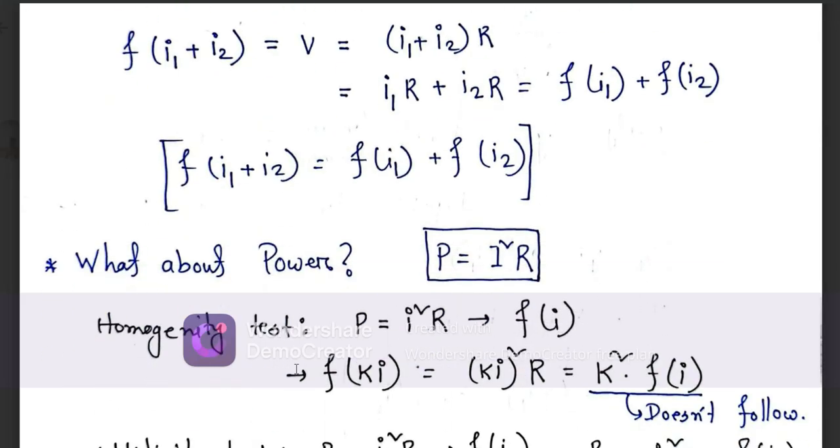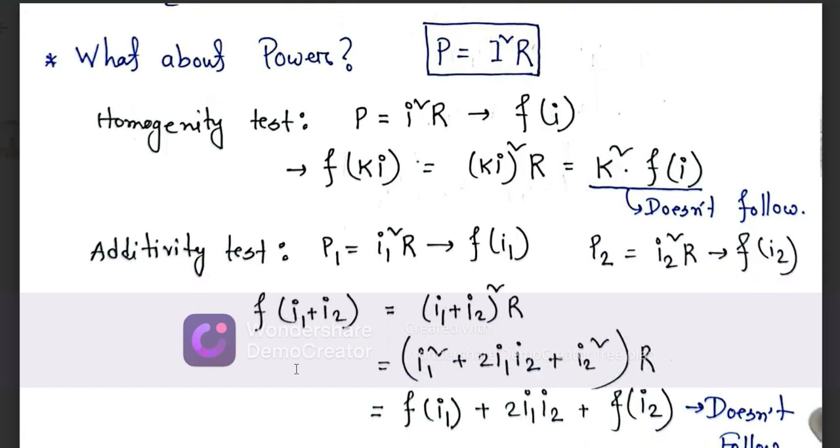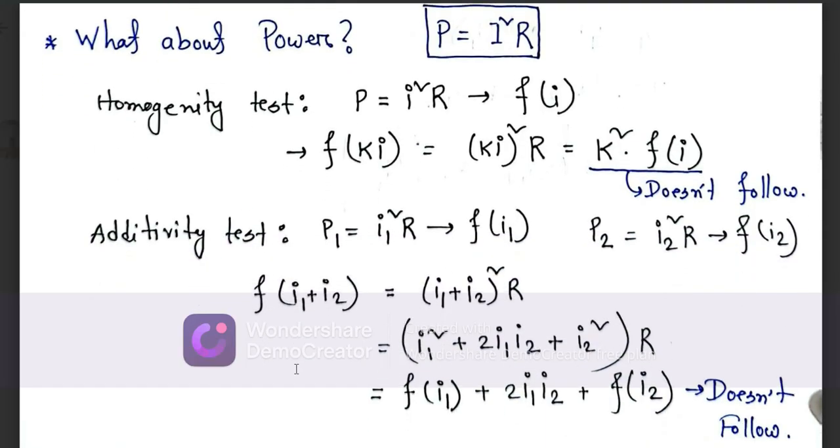Also, if we look at it from the homogeneity and additivity perspective, P is equal to I square R, or V square by R, we can say. If we consider that as a function of I, right? So if I is the input, and when we put I in the function, we get the output. So f of I is the output. Now, if we multiply the input with a constant K, the output is actually K square into f of I, right? So we are multiplying the input by K, but we are multiplying the output by K square. So it doesn't follow the homogeneity property here.